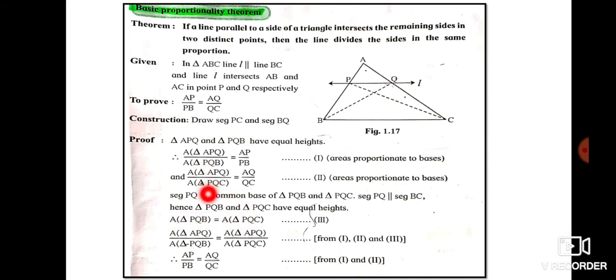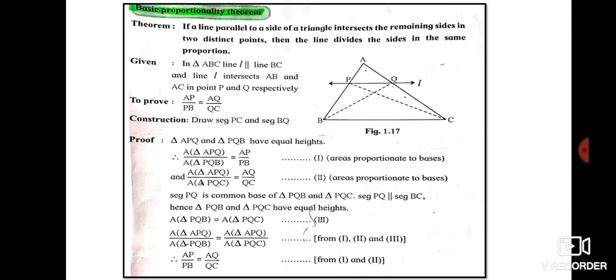PQB and PQC are already equal. So in these two equations, when the left hand sides are equal, we can say that the right hand sides are also equal. Therefore we can say that AP upon PB is equal to AQ upon QC. That is what we have proved.